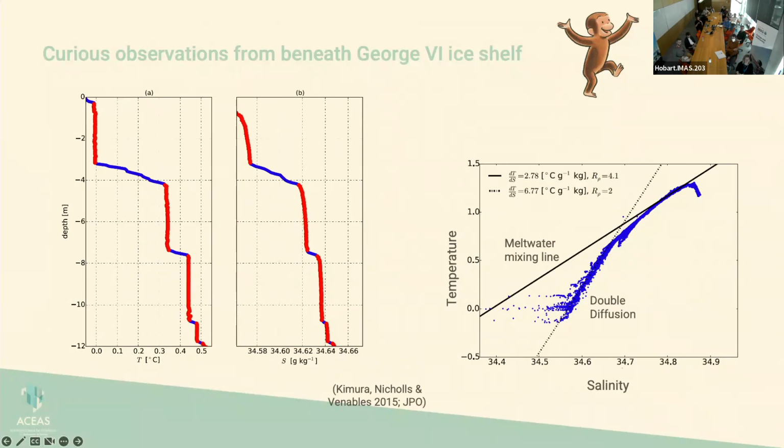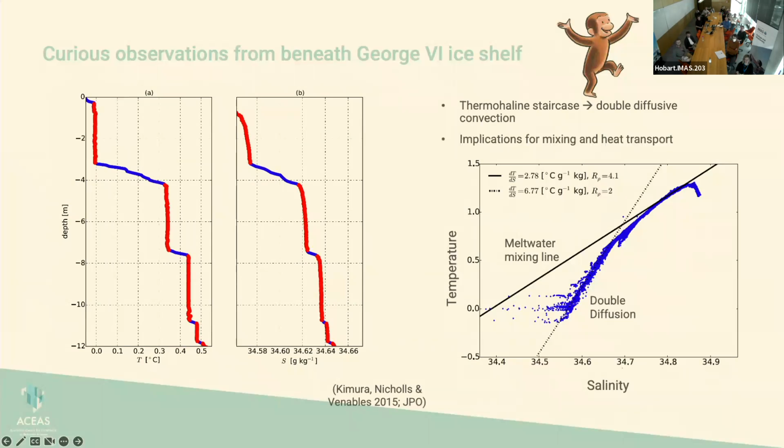And this is a hallmark of a process, a convective process called double diffusive convection. And this thing itself is called a thermohaline staircase, and it's observed variously in other parts of the ocean.